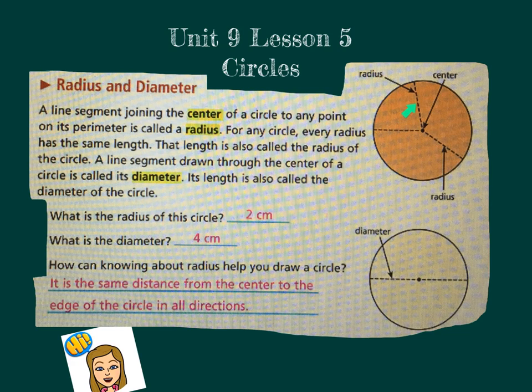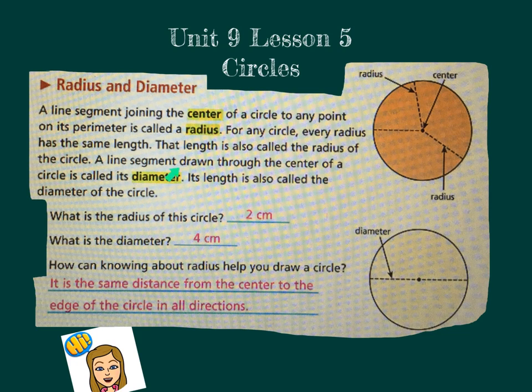The measurement of that radius would be the same no matter where it's going out to, because it's going from the center to the outside edge. And a circle is perfectly symmetrical. For any circle, every radius has the same length. That length is also called the radius of the circle.